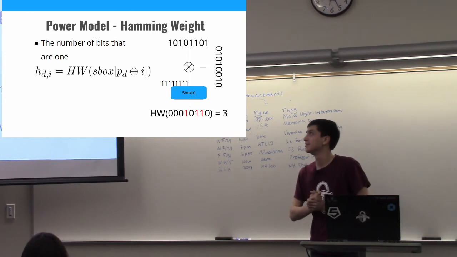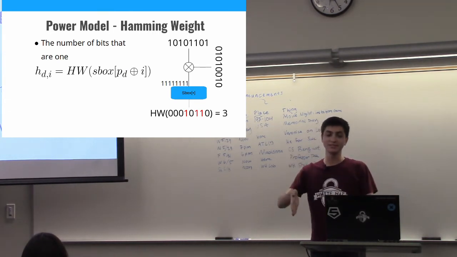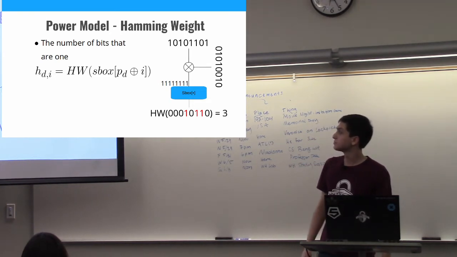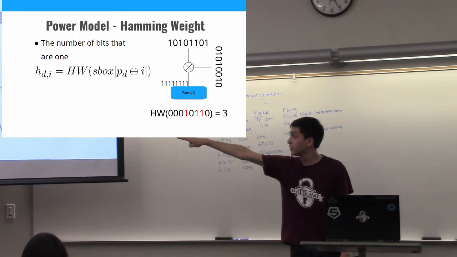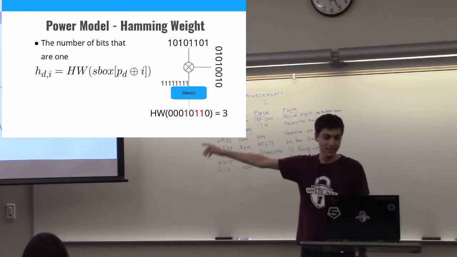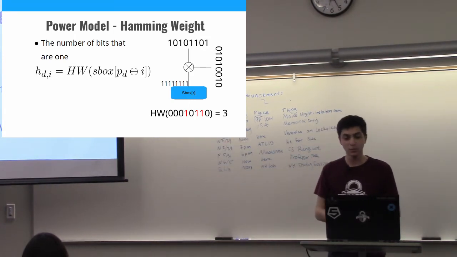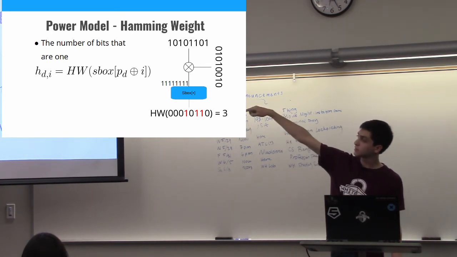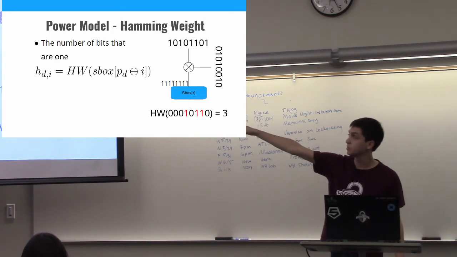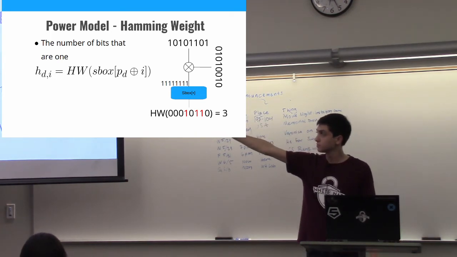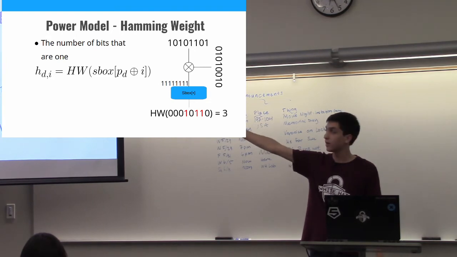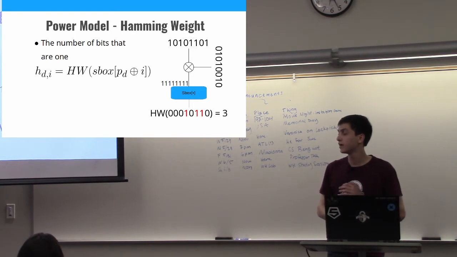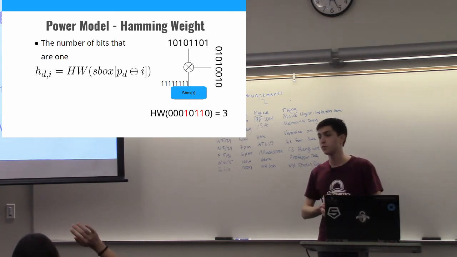Let's talk about what the Hamming weight is. The Hamming weight of a bit string is just the number of ones there are. So in this bottom one, there are 3 ones, so the Hamming weight is 3. It's not that complicated. What we're going to do is take our plain text, which we know, and our guess of the key, which is I. We're going to XOR those, feed that into the S box, and get the Hamming weight of that, and that's going to be our power model.